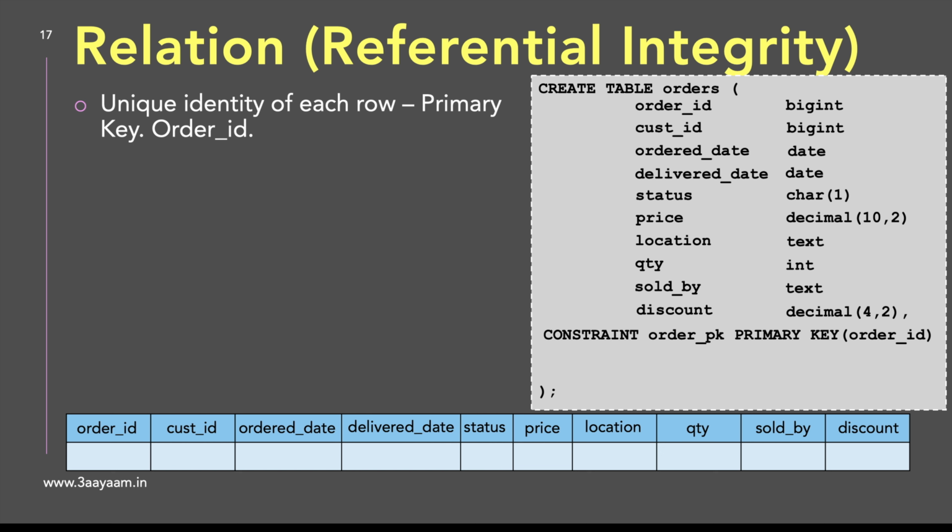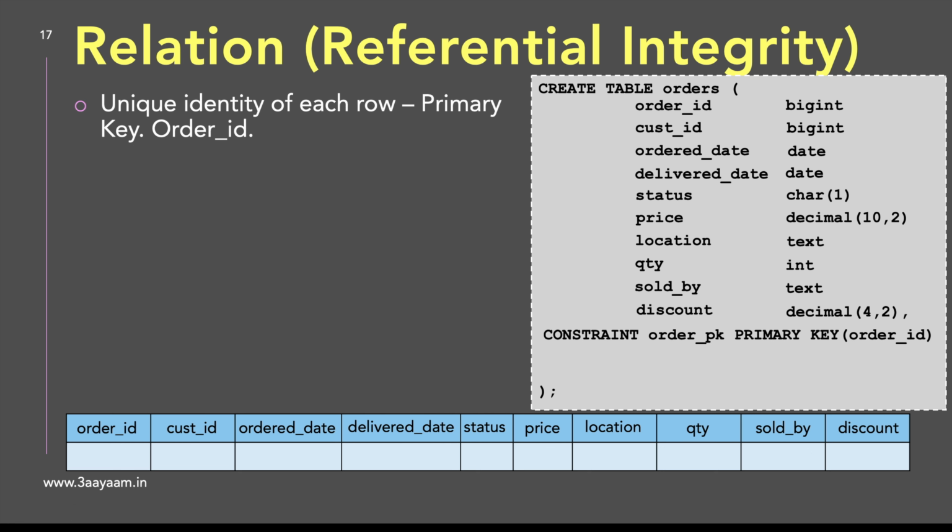And this is how we define the primary key. The constraint, followed by the name of the constraint, and then primary key, and in brackets we mention which column would be the primary key. So in this case I have defined order ID to be the primary key. So what would happen is that you cannot have duplicate values in order ID. If you try to insert duplicate values in this particular column, the database will give you an error because you have defined a primary key here.